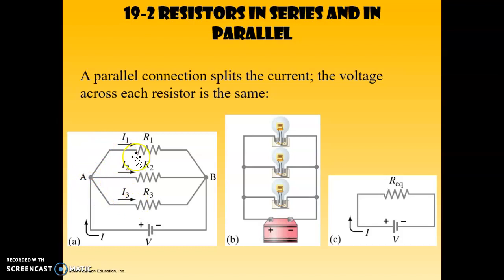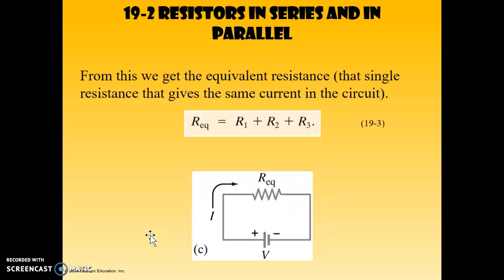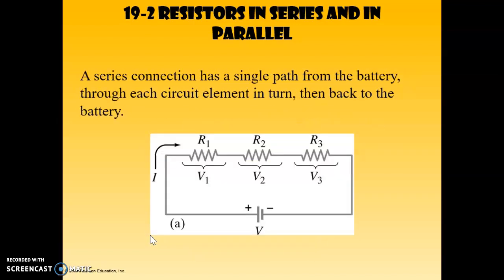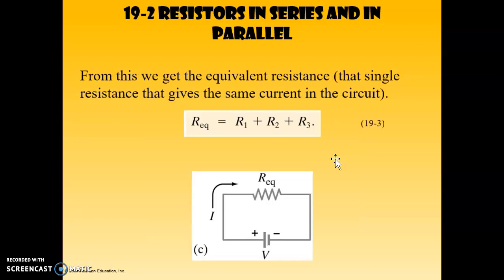All right, this one splits into 3 different paths. Your current gets split. The current coming out of here splits. It has 3 different paths to go through, and then it all converges again back here at point B and drops here. There's a couple things that are different about this. On this circuit, the current's the same going through all this stuff. So it's all the same exact current, but there's different voltage drops going across the resistors.